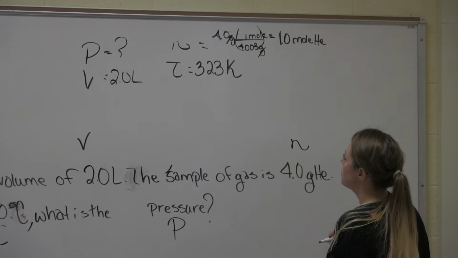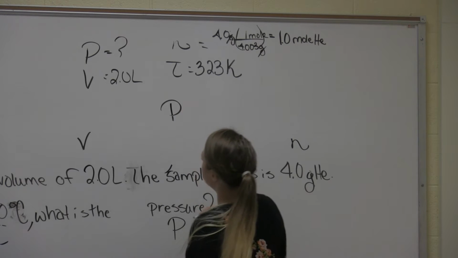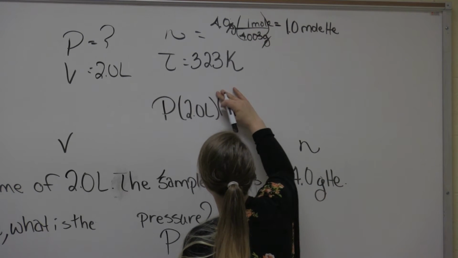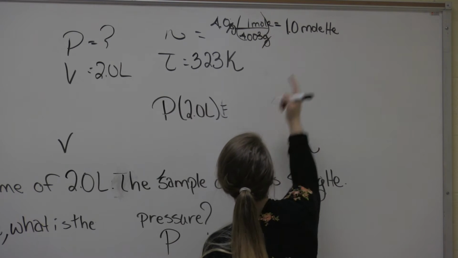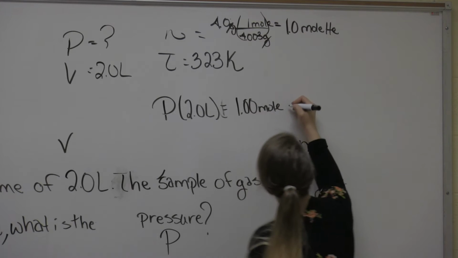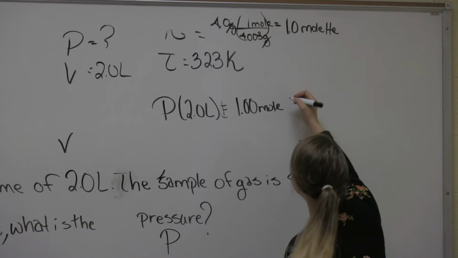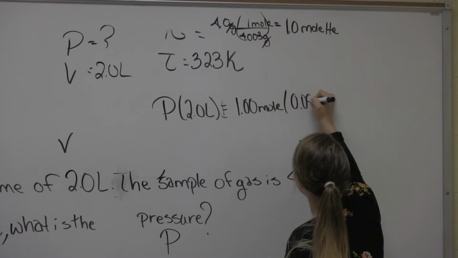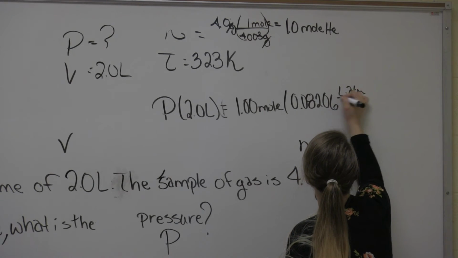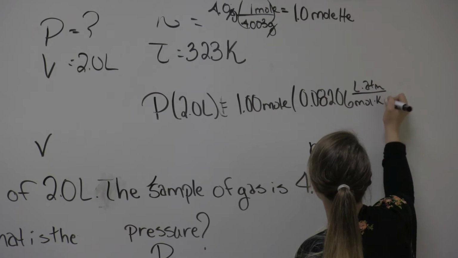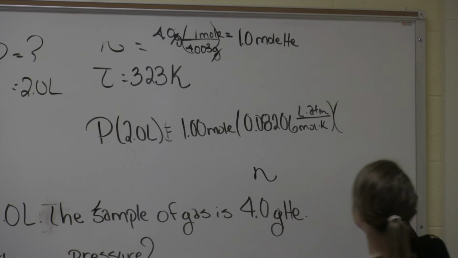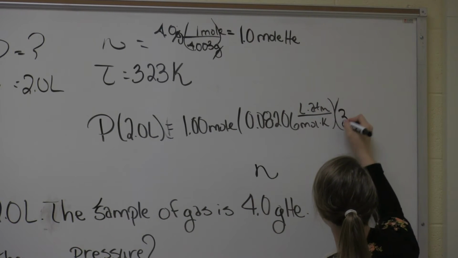Okay, so if we plug all this into our equation, we're going to keep our P because we don't know it, times our volume, equals our number of moles, which is 1 mole, times our gas constant. Our gas constant is 0.08206 liters atmospheres divided by moles Kelvin. Okay, and the last thing is to times it by our temperature, which converted into Kelvin is 323.